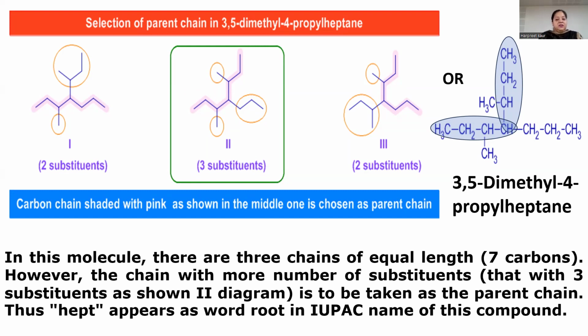And so finally this compound is a heptane derivative. The root word is hept plus ane, and in the prefix the substituents are dimethyl at position number 3, 5 and propyl at position number 4.